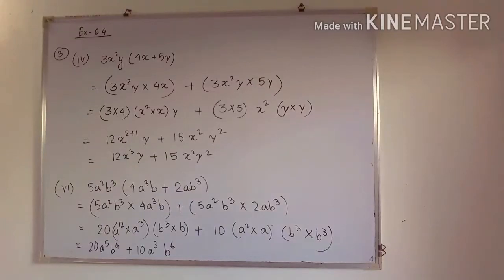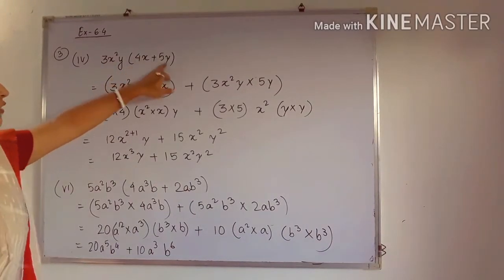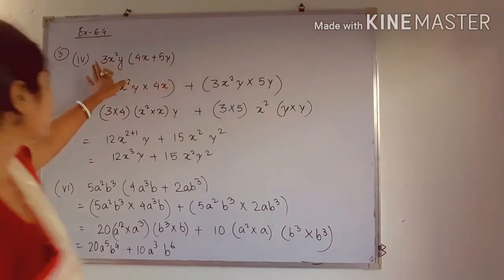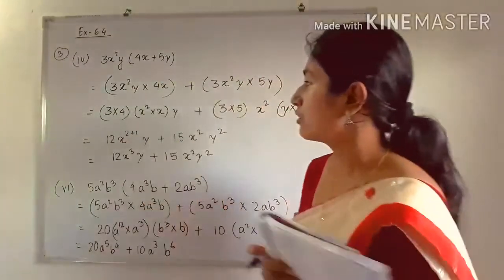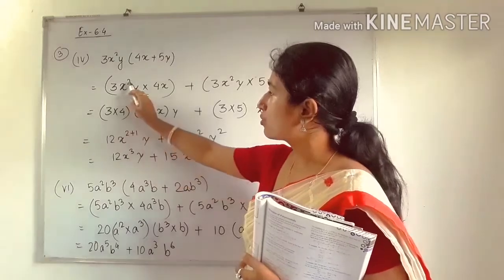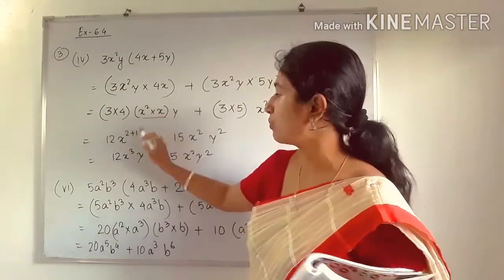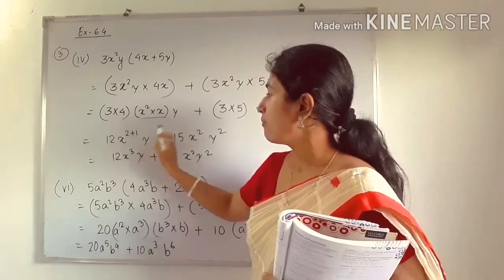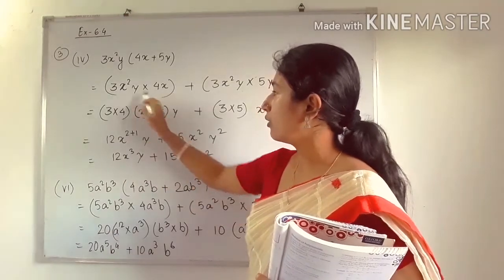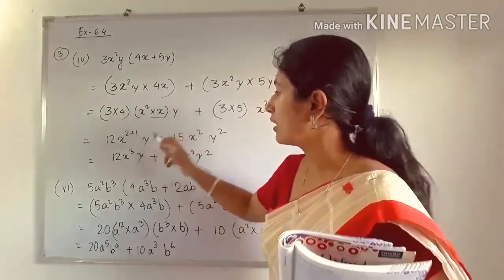So next, number 4, here you have to multiply 3x square y with 4x and 5y. So first of all, 3x square y into 4x. So you can directly write, 3 4s will be 12, 12 x square into x. So here the base is the same, you have to add the powers. So 2 plus 1 will be 3. Then next y, only y alone is here, no other y is there, so we can directly write y.